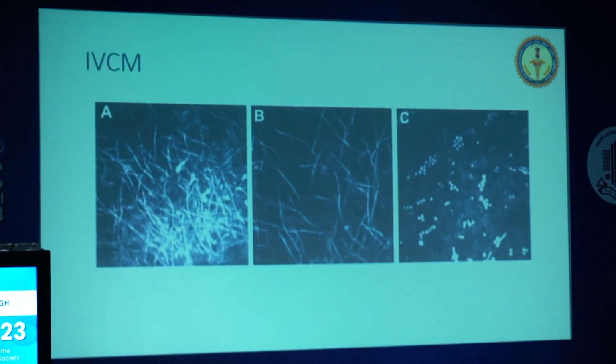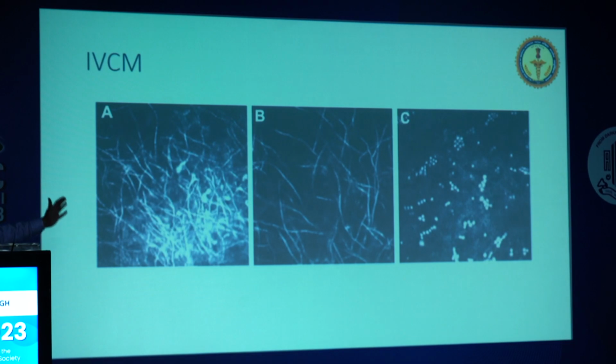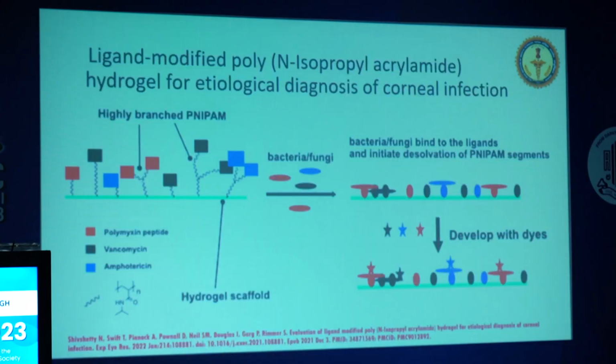We are very well aware of in vivo confocal microscopy, which goes directly into the substance of the cornea and shows you the hyper-reflective, high contrast linear structures, which are nothing but the fungi that is branching at almost 45 to 90 degrees. And you can also see the round hyper-reflective structures, which are nothing but acanthamoeba cysts and trophozoites.